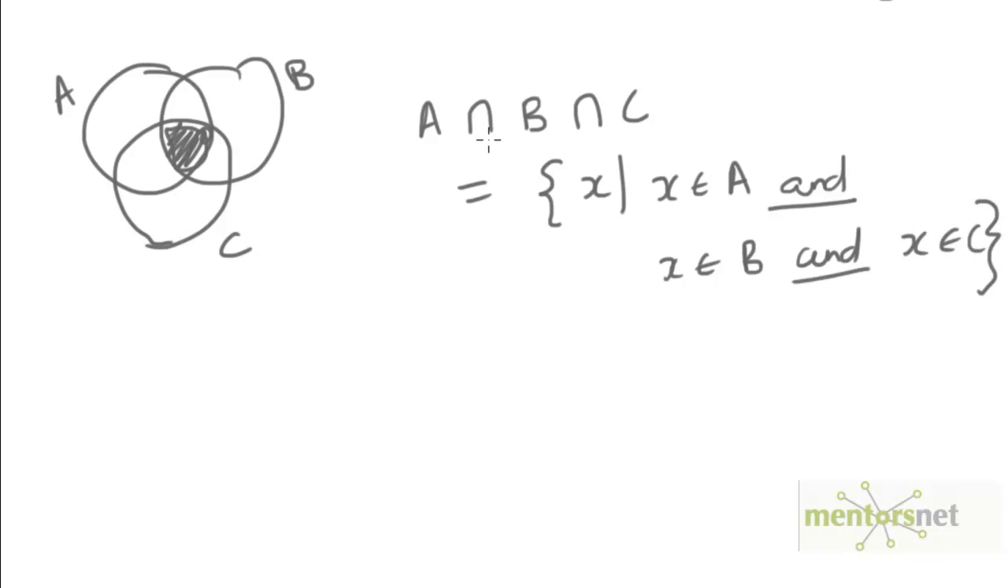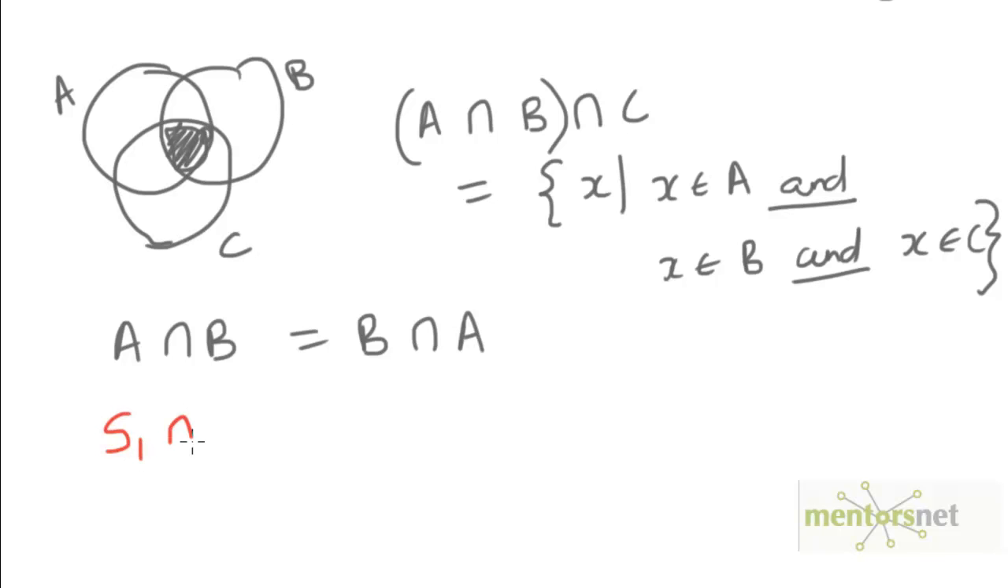And again, the order in which we compute the intersection does not matter. We could compute first the intersection of A and B and then compute the intersection with C. Or we could compute first the intersection of B and C, take the result and then compute the intersection of that result with A. Or we could take the intersection of A and C and then take the intersection of the result with B. So the order doesn't matter. A intersected with B is the same as B intersected with A. And just as we did for the union operation, we could extend the intersection operation to as many sets as we like. So we could take the intersection of k sets.